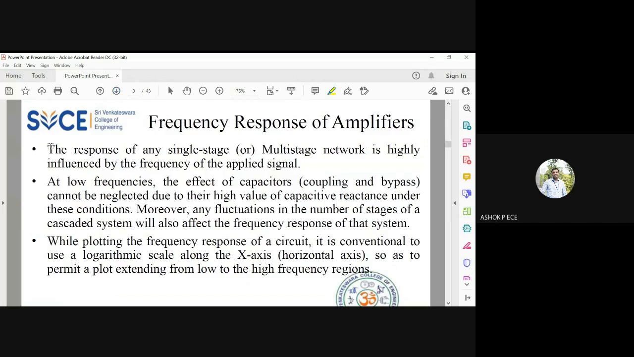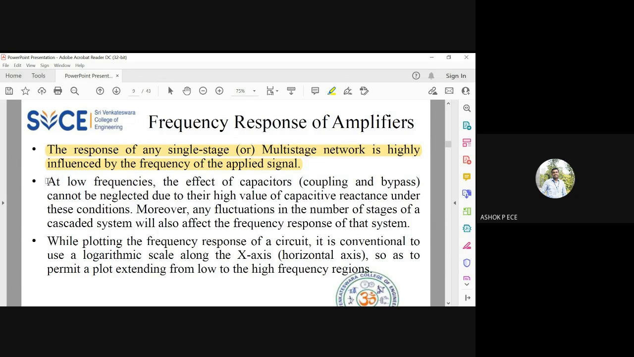You might have a single stage amplifier or a multi-stage amplifier. The response is determined by the frequency of the input signal, whether it is low frequency or high frequency. At low frequency, the capacitance effect will not be there. Only in high frequency, the capacitance effect will lead to disruption of your circuit. The circuit will not work as you expected it to behave.